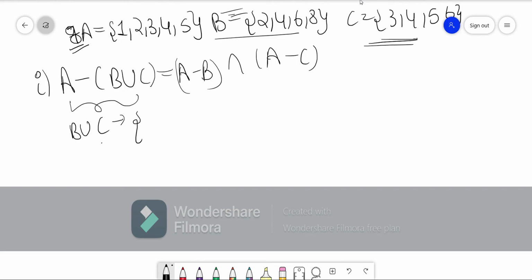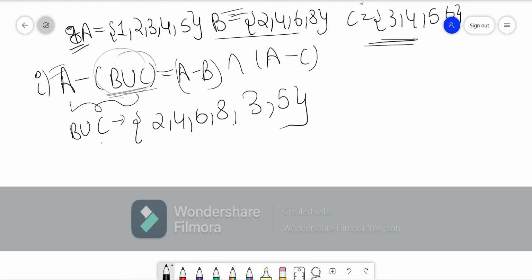So what are the elements of set B? 2, 4, 6, 8. And what are the elements of set C? 3, 4, 5, 6. Right? These are B union C. Now you have to find A minus (B union C), meaning the elements which are in A but not in B union C, right?